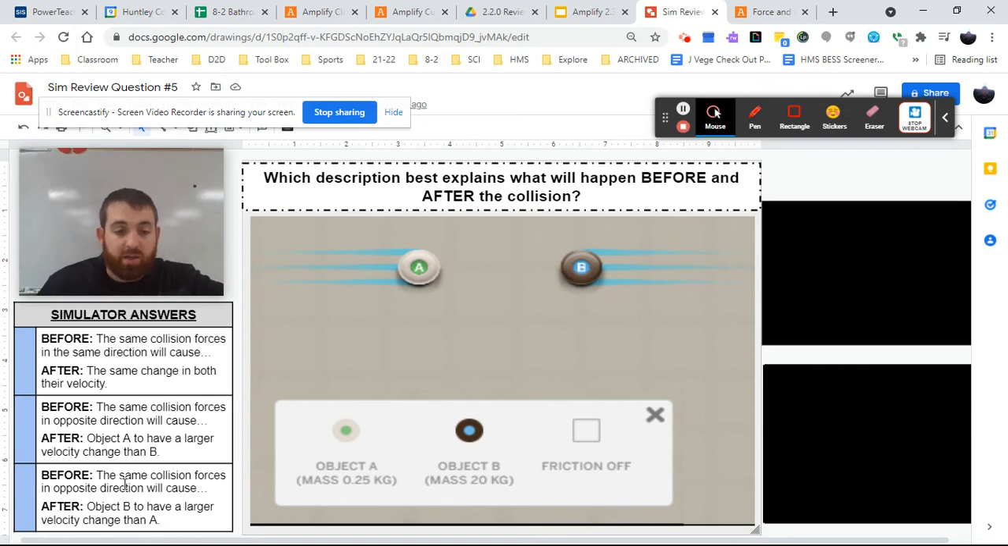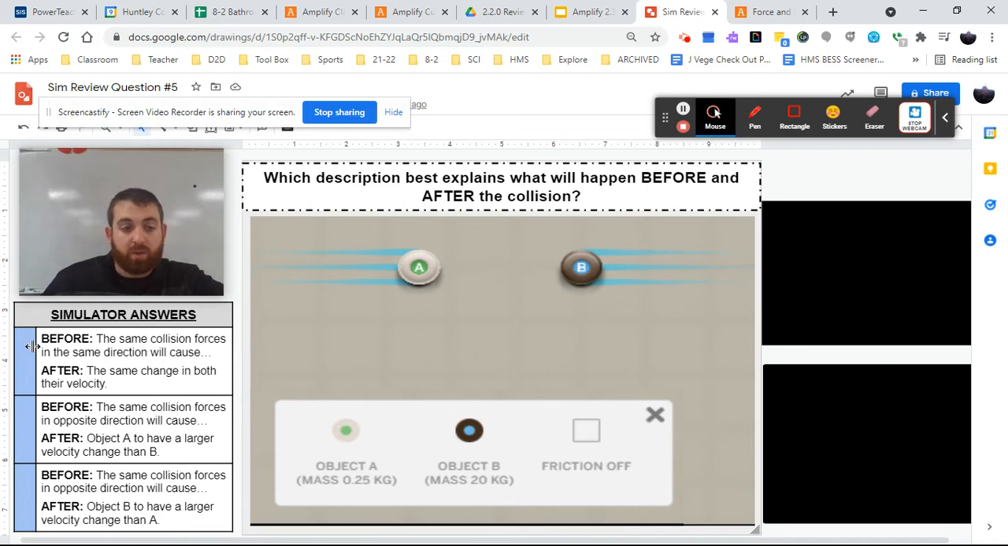Last, option 3, the same collision forces in opposite directions will cause object B to have a larger velocity change than A. So same collision forces, but in opposite directions, B, the larger object, will have a larger velocity change than A. Take a second, decide which one makes the most sense, and when you're done, unpause the video. All right, I think you got it.